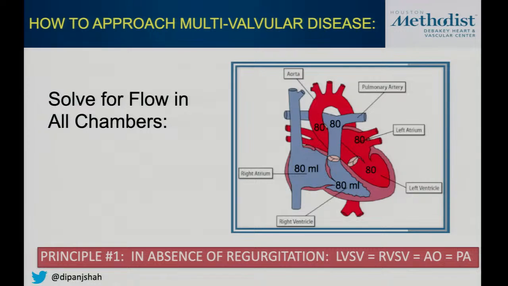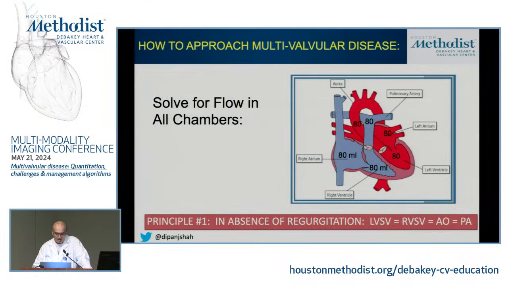Now, as we put this all together, I'm going to bring you back to some basic concepts, because these become very, very important when you're talking about mixed valve disease. Principle one is that there is conservation of mass, or conservation of flow. So whatever flow is going through the tricuspid valve, through the right ventricle, through the pulmonary artery, through the LV, through the aorta, should be equal, right? There's no reason why you should have more flow in one chamber, more flow across one valve than the other.